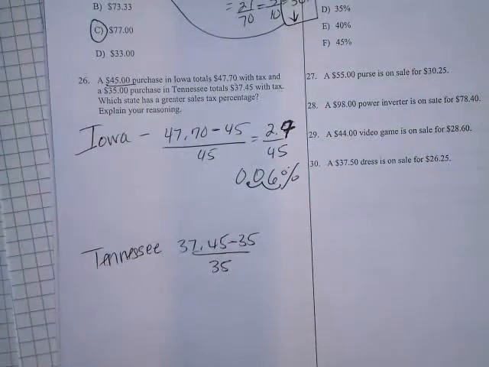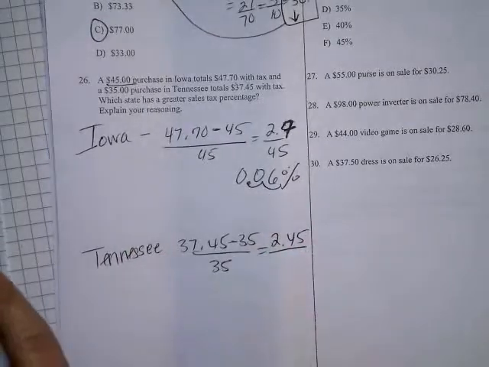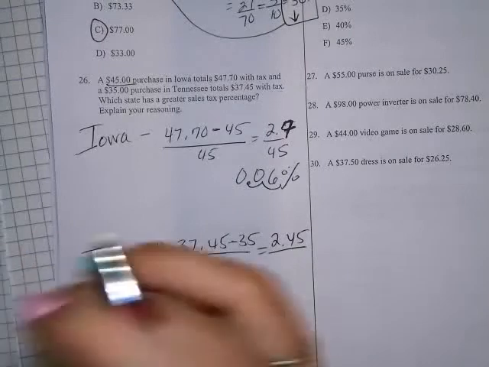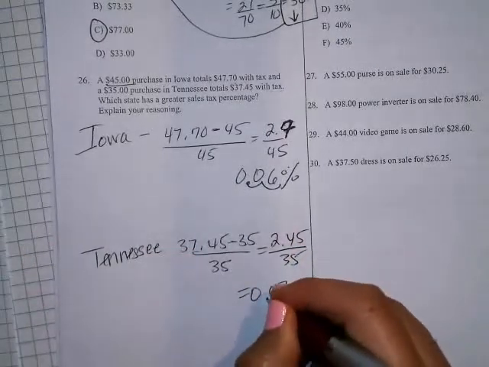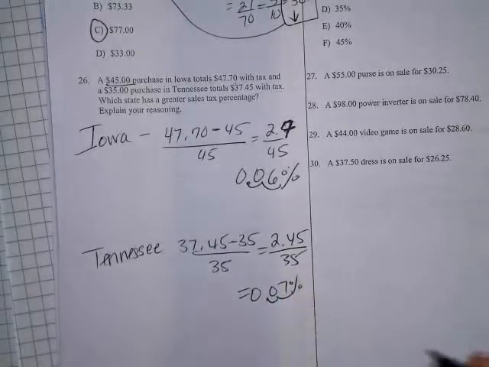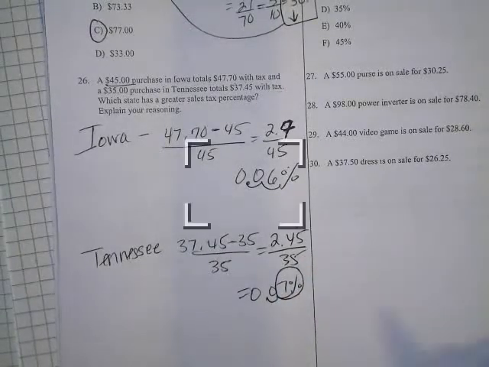For Tennessee, 37.45 minus 35 is equivalent to 2.45. Divided by 35 is 0.07. Move it over twice to turn it into a percent. Tennessee has the greater sales tax percentage.